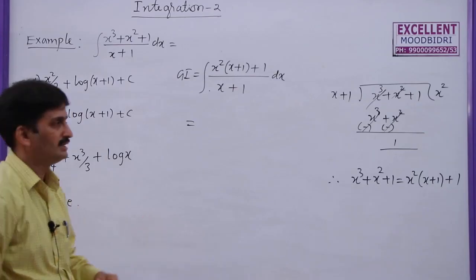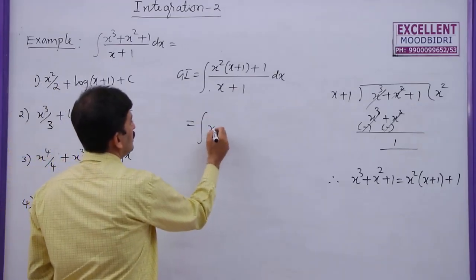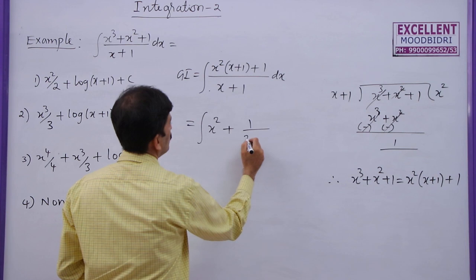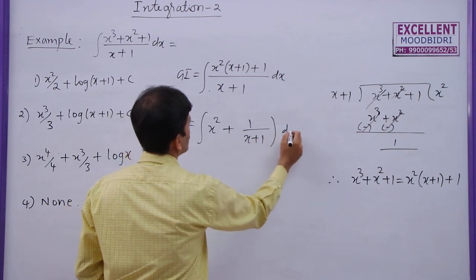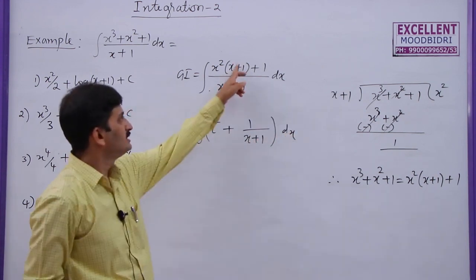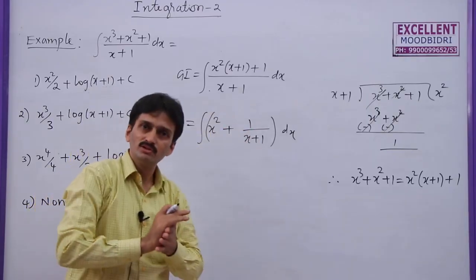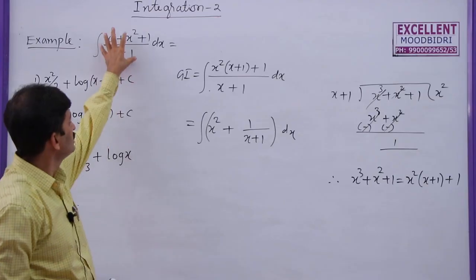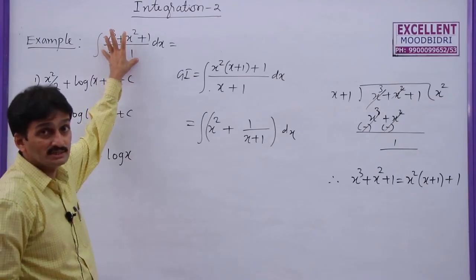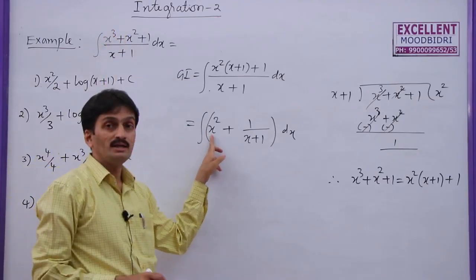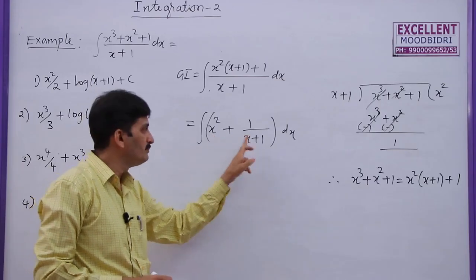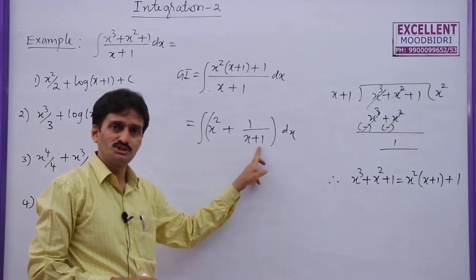Now split the integral, x square plus 1 by x plus 1 dx, is it not? Because x plus 1 cancels. That is what I was talking about. You should write given improper fraction as sum of polynomial, x square is a polynomial, plus proper fraction.